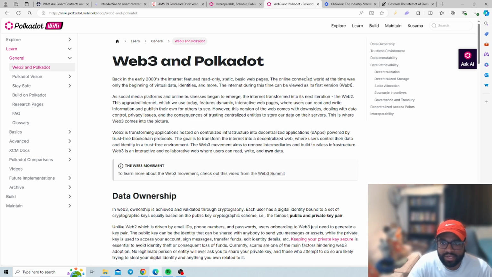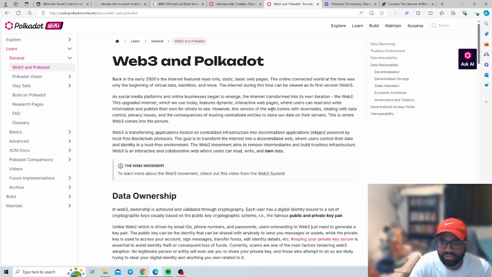The online world connected at the time was only the beginning of virtual data, identities, and more. The internet during this time could be viewed as version 1, Web 1. As social media platforms and online businesses began to emerge, the internet transformed into its next iteration, Web 2. This upgraded internet, which we use today, features dynamic interactive web pages where users can read and write information, and publish their own for others to see.